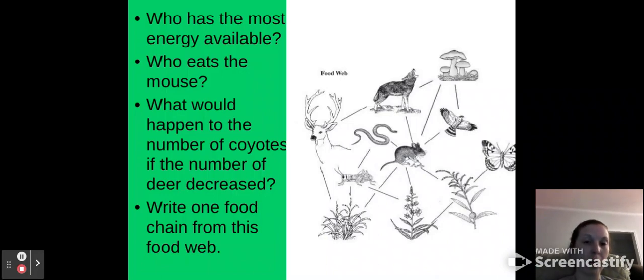And then what would happen to the number of coyotes if the number of deer decreased? Okay, would they be okay? Do they have other things to eat? Or would they die out if the number of deer die out, right? You have to look at if they have more than one possible food source. And then you are going to, in your notes, write one food chain from this web.